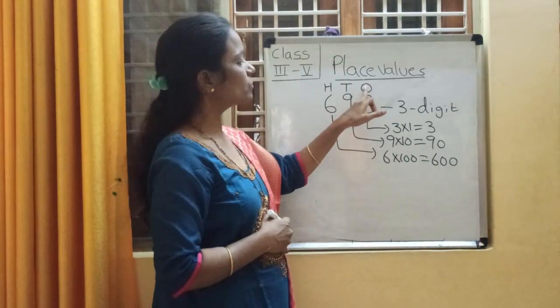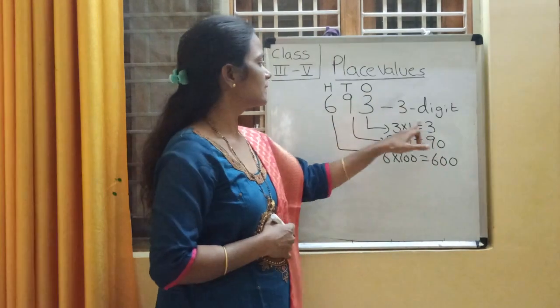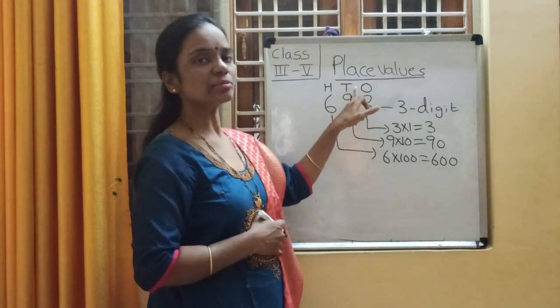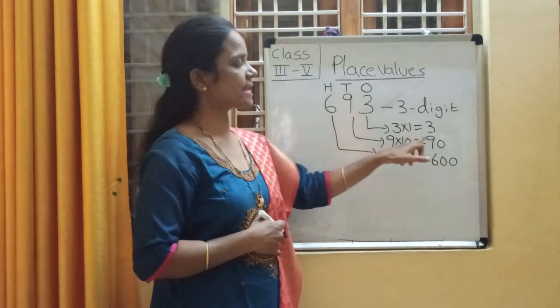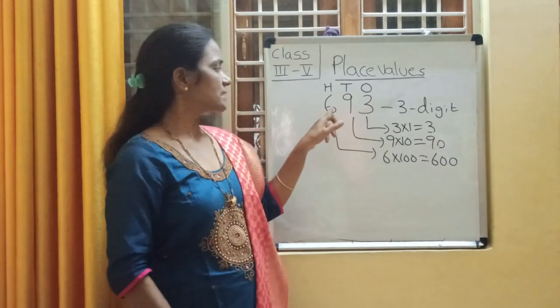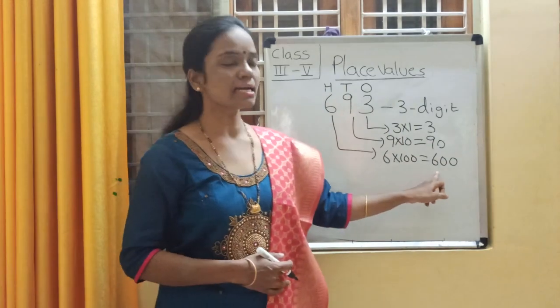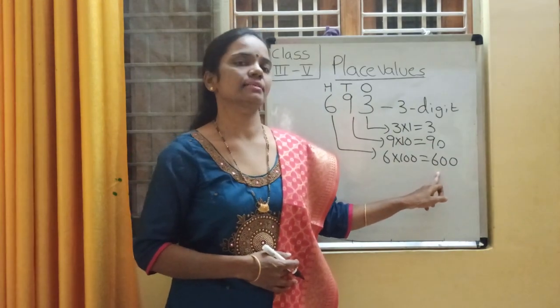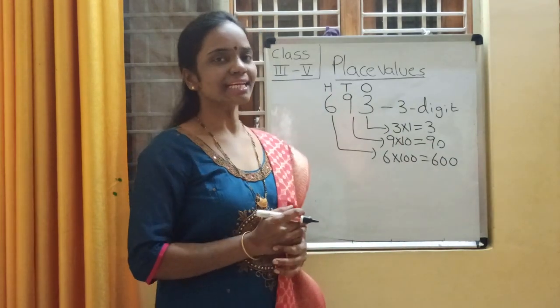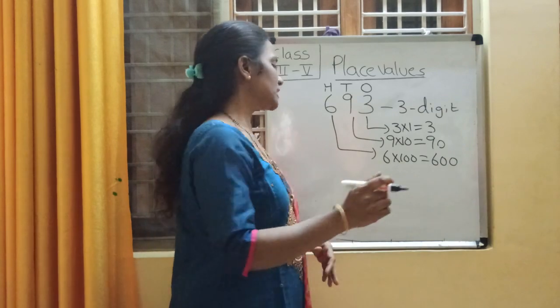3's place value is 3, 1 are 3. 9 is in 10's place, 9's place value is 9 times 10, 90. 6 is in 100's place, 6's place value is 600. Understood, children? Shall we take one more example? Then give me another number.